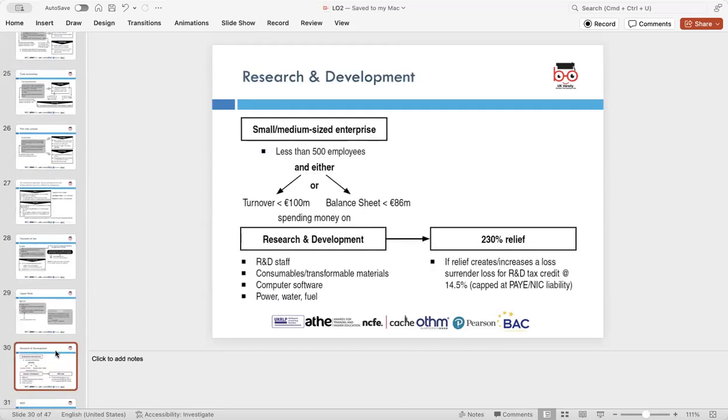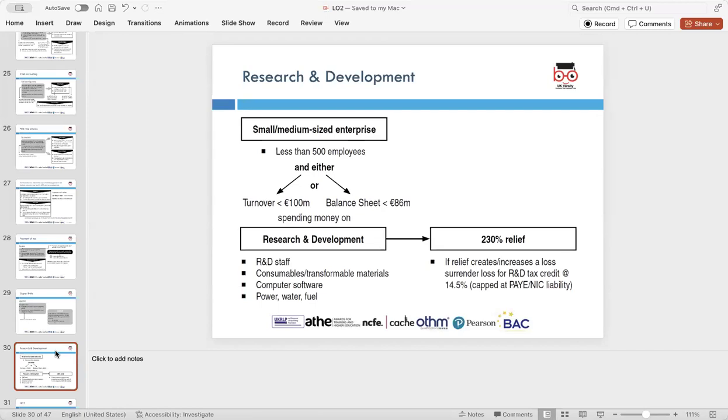Research and development. To qualify for research and development reliefs, SMEs must meet certain criteria. They should have fewer than 500 employees. Their annual turnover should be less than 100 million. Their balance sheet total should be under 86 million pounds.